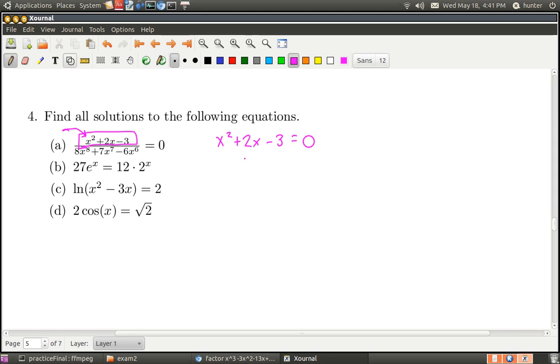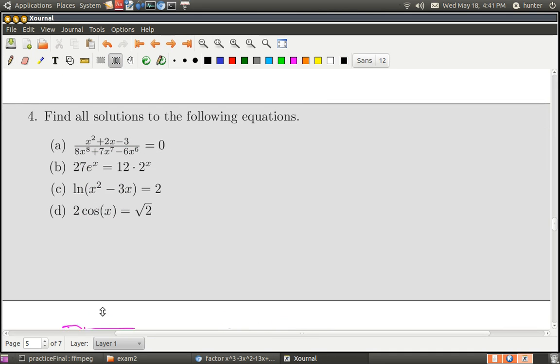And so can I factor this in my head? Yes, because this is x plus 3 and x minus 1, right? Okay, so the roots are x equals minus 3 and x equals 1. So A is done. Get out of here, A, you joker.